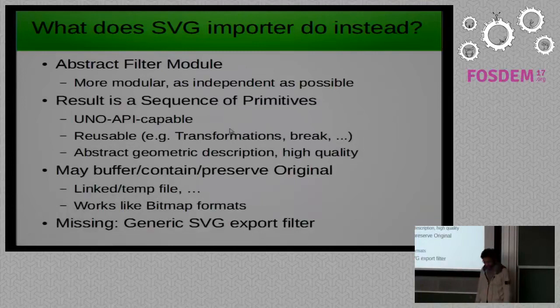And it has an abstract geometric description with high quality. And even when the stuff which is available in primitives today does not cover what you need to import with your filter, there's always a very, very simple workaround. So you make a group primitive with a type of your own, and you don't define a decompose, and the default decompose of the group primitive is to hand back the children.